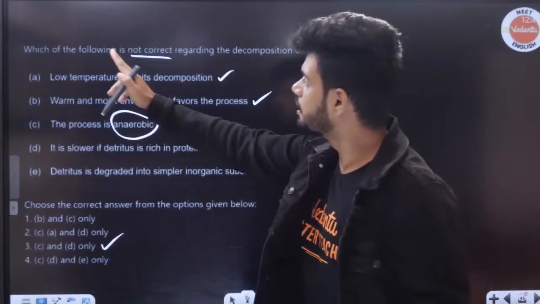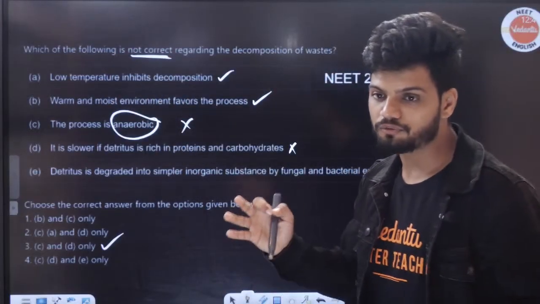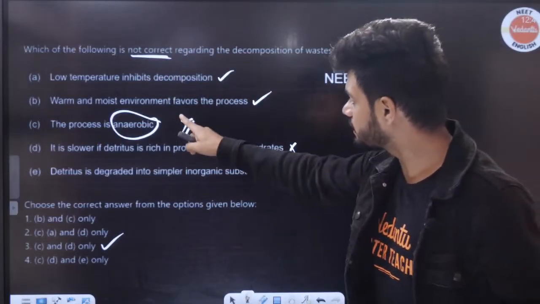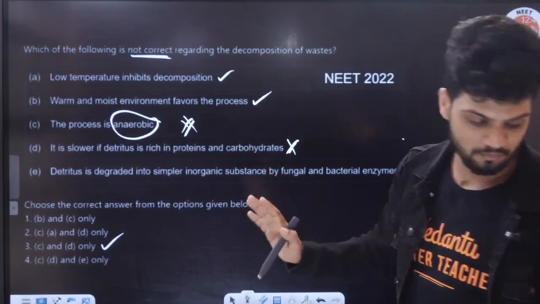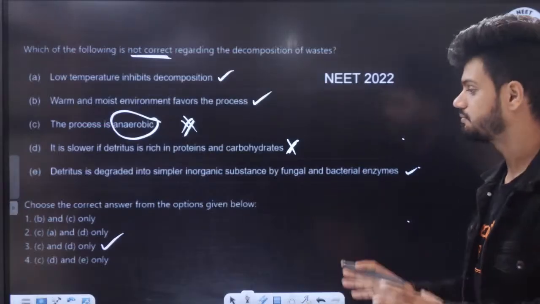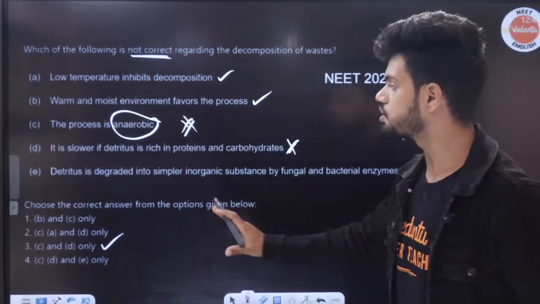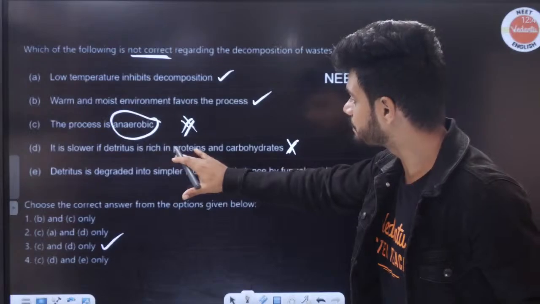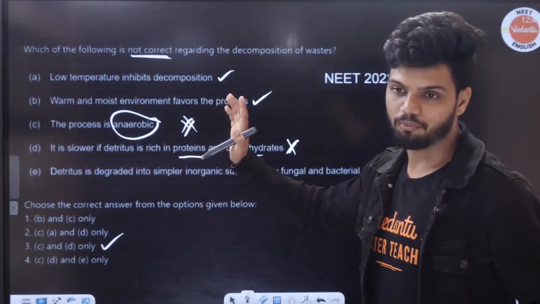The question says, which of the following is not correct? The question is asking you, which of the following is not correct regarding the decomposition? This is not correct. Rest everything is correct. Understood, all of you? So C and D are not correct because we need oxygen and it is faster, not slower, in the presence of protein and carbohydrates.